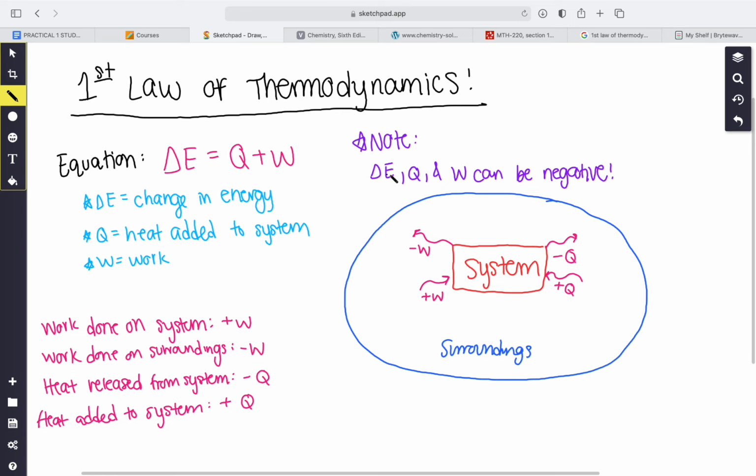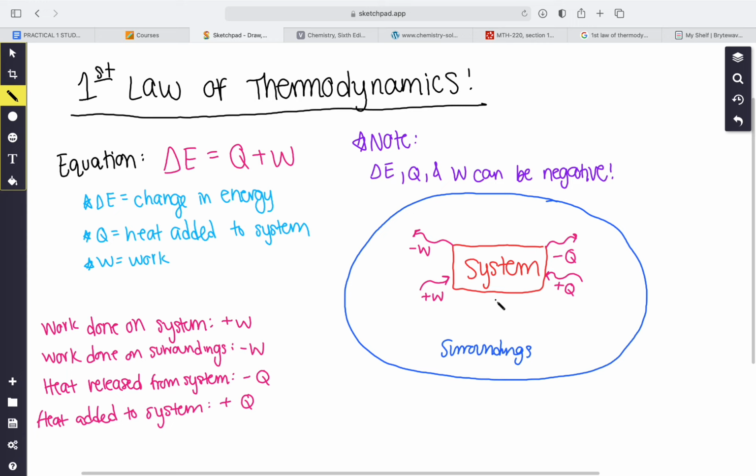So I put a note here that change in E, Q, and W can all be negative. Just because they're written out positively in this equation doesn't mean that they're going to be positive when you do the equations. You have to find out when it's going to be negative, when it's going to be positive, and vice versa. So let's look at this system here.